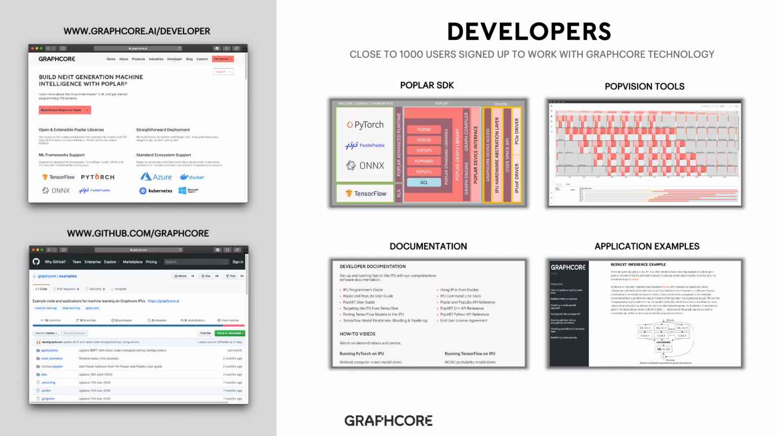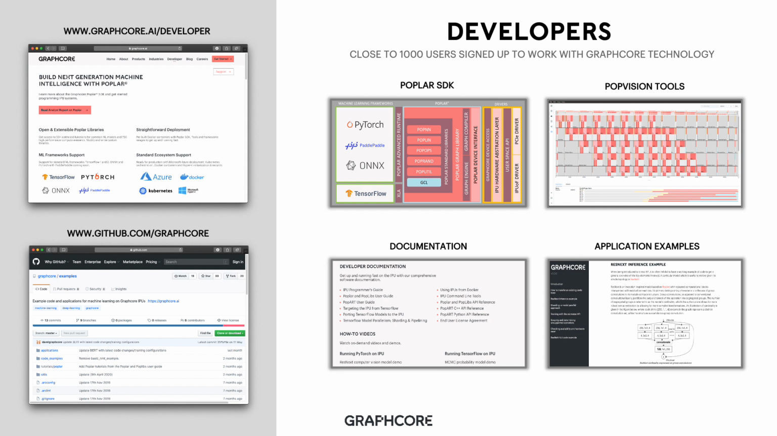Most important to GraphCore are our developers. Today we have close to 1,000 users signed up to work with GraphCore technology. Since our first production release of our POPLAR SDK in September 2019, we have made huge progress in the amount and the quality of the information available to developers. We recently launched our GraphCore developer portal. This contains all the information required to build next-generation machine intelligence applications with POPLAR. It provides extensive documentation, tutorials, video walkthroughs, and examples of using IPUs in applications.